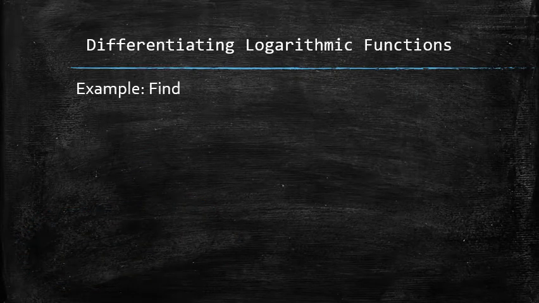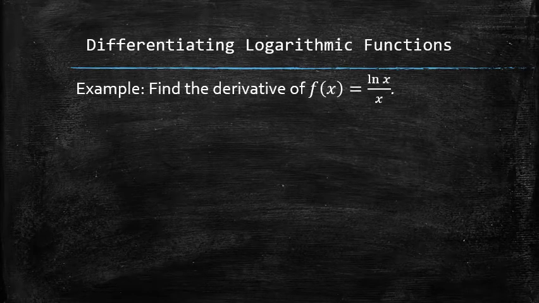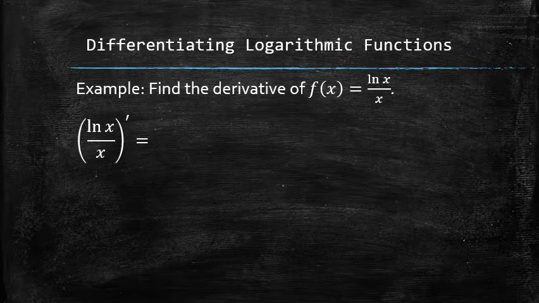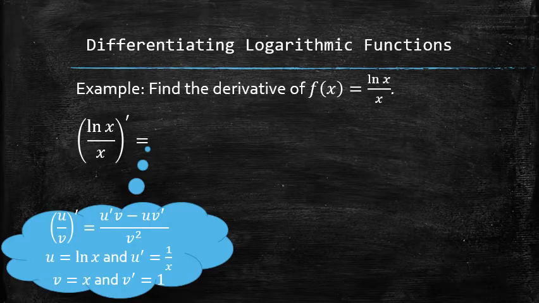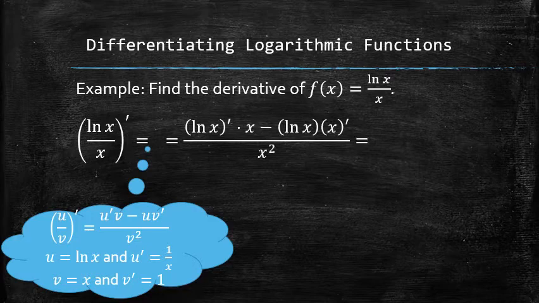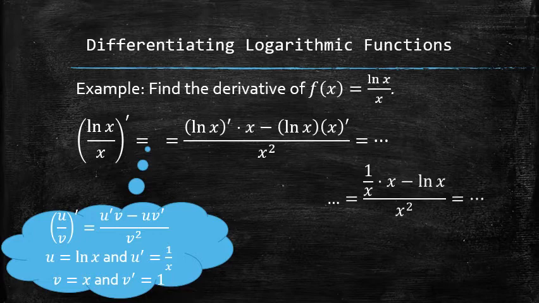Let's try another rule, and let's find the derivative of the following function. We start the differentiation process by recognizing that we are differentiating a ratio of two functions. So we apply the quotient rule, for which we know how to determine all the components. So we get the following answer after simplifying the expression.